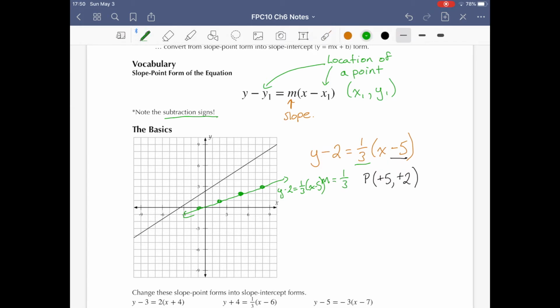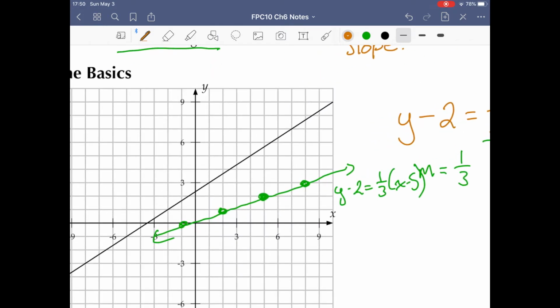Now, we should be able to go the opposite way. Let's take a look at this line that's given to us right here. Let's write an equation for this line. Well, I choose any point that I know that's on this graph. Any point. Right there. That's an easy one. That's at the point 1, 3. Now I look at my slope. My slope is up 2/3. So my slope is equal to plus 2/3.